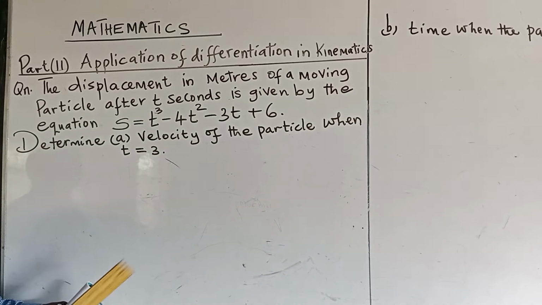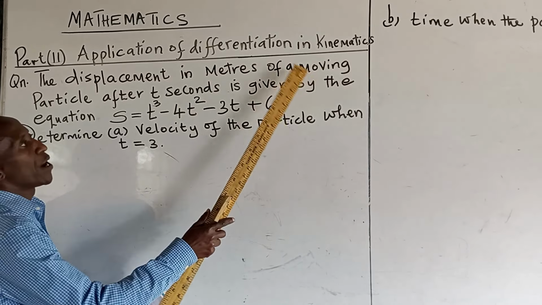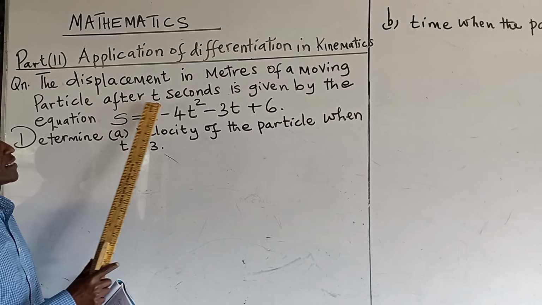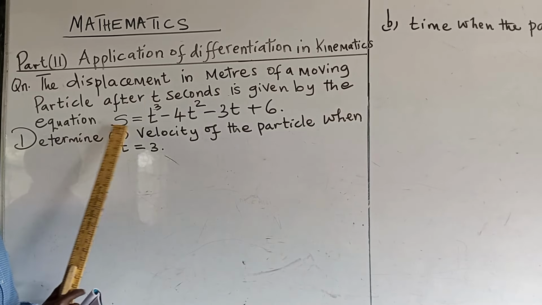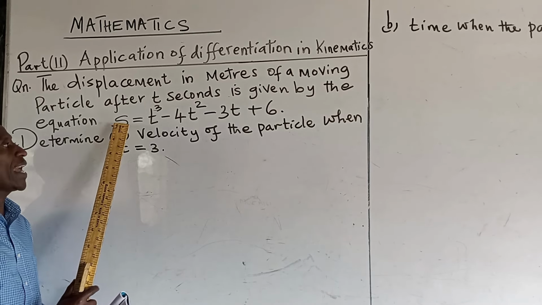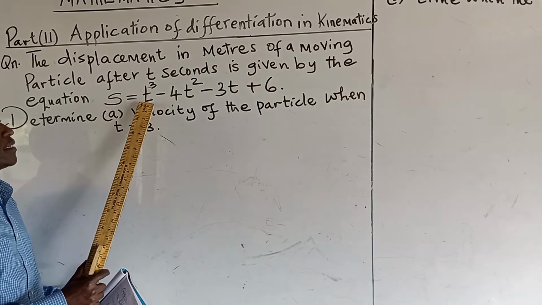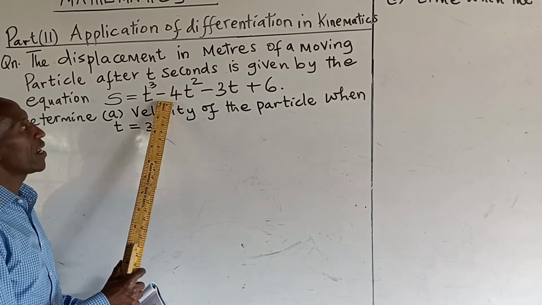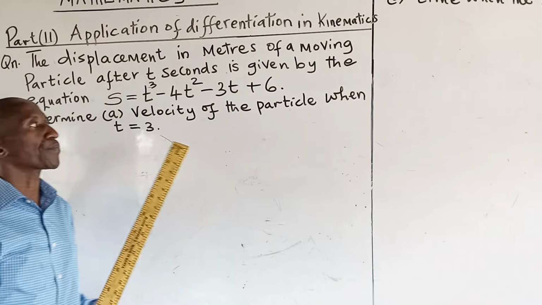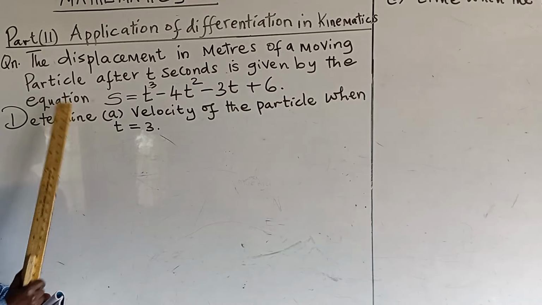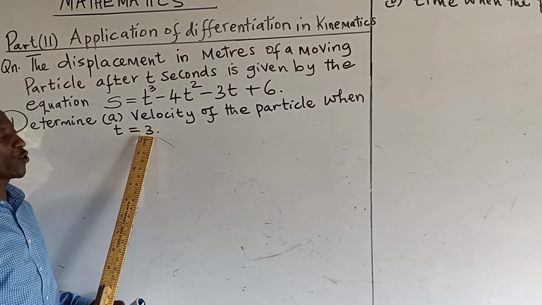The displacement in meters of a moving particle after t seconds is given by the equation S, where the symbol S represents displacement in meters. S is equal to t cubed minus 4t squared minus 3t plus 6. So this is the expression for displacement. A, determine the velocity of the particle when t is equal to 3.